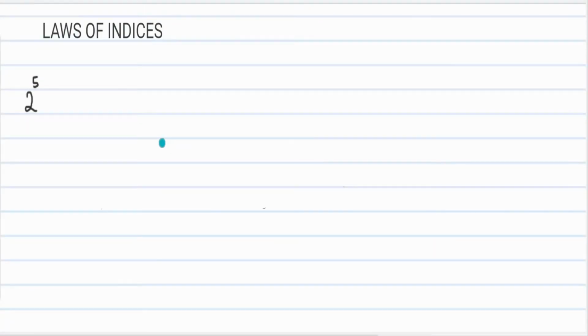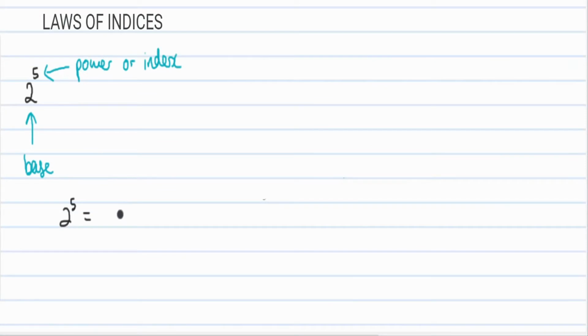Before we look at the laws of indices, first we're going to look at the terms: what is the base and what is the power or index. So the number 2 here is what we call the base, and the number 5 here is what we call the power or index. 2 to the power 5 means 2 multiplied by 2 multiplied by 2 by 2 by 2. So that will give you 2 multiplied by 2 is 4, by 2 is 8, by 2 is 16, and by 2 is 32.